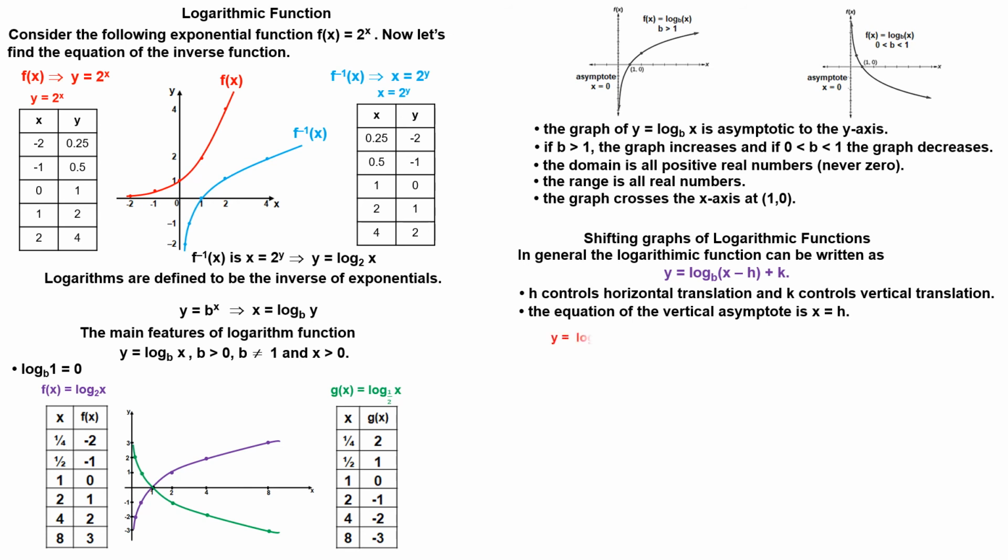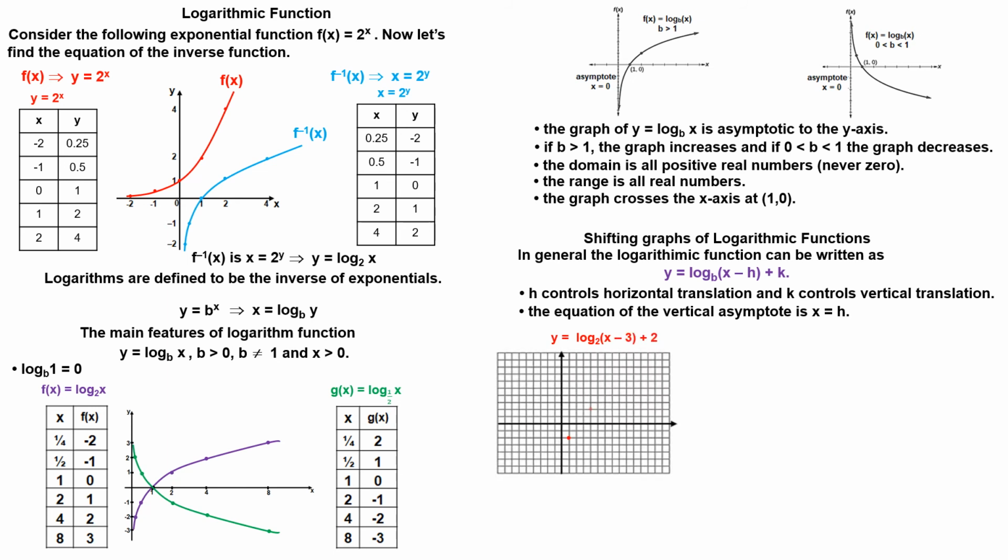Let's graph the function y equals log base 2 of (x minus 3) plus 2. The graph of this function is obtained from the graph of log base 2 of x. The equation of the asymptote is x equals 3. We have to shift the graph 3 units to the right. k equals 2. So we have to shift the graph 2 units upwards.